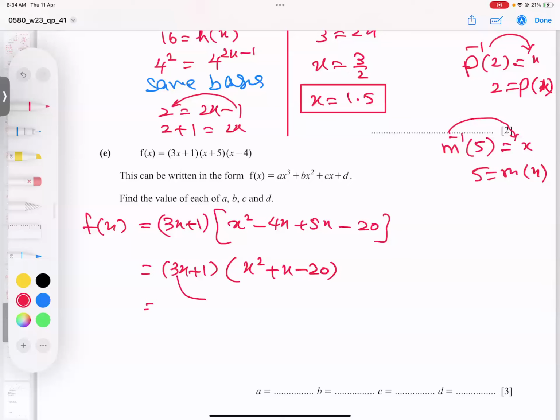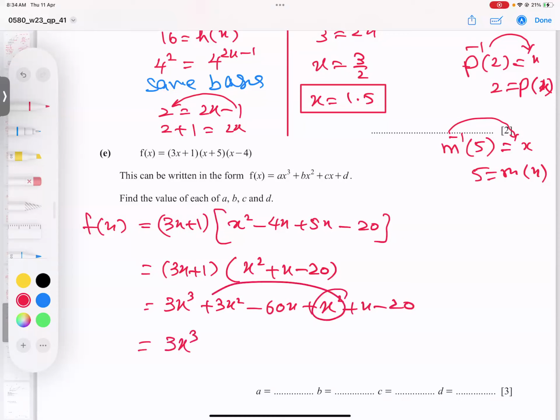So this 3x multiplies with every term. 3x into this, I get 3x to the power 3. 3x into this, I get 3x to the power 2. 3x into this, I get negative 60x. And 1 multiplied by each term remains the same: x squared plus x minus 20. I think the idea is clear. Now I'm writing in order: 3x cubed, and x squared becomes 4x to the power 2.